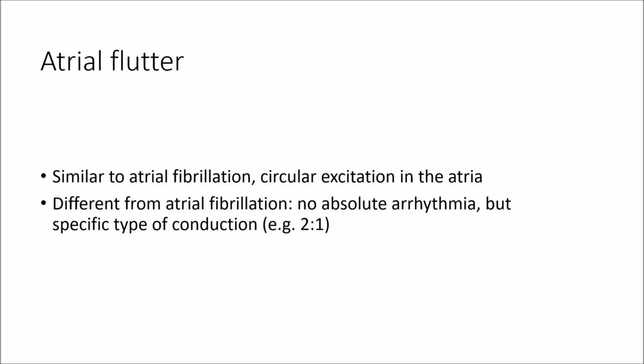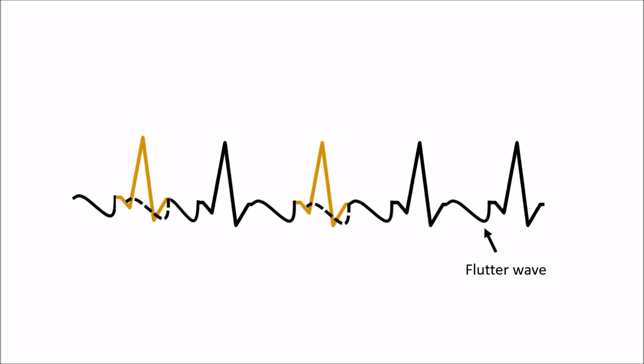Atrial flutter is a similar disorder. However, only every second or third atrial excitation, for example, is transmitted to the ventricles, so that the ECG shows a rhythmic picture. This is the corresponding ECG.